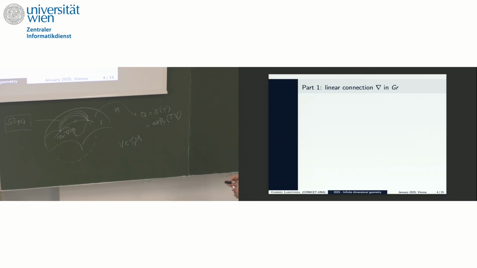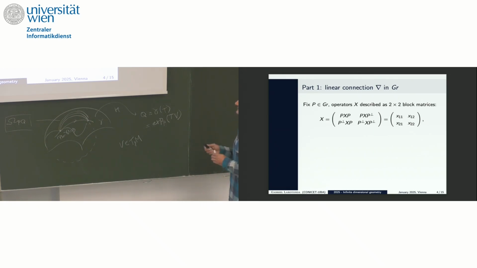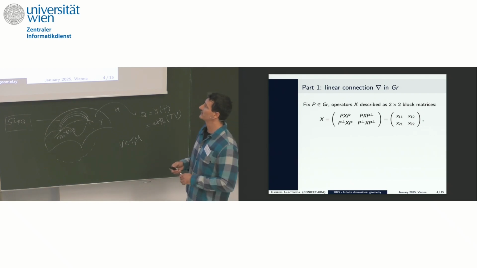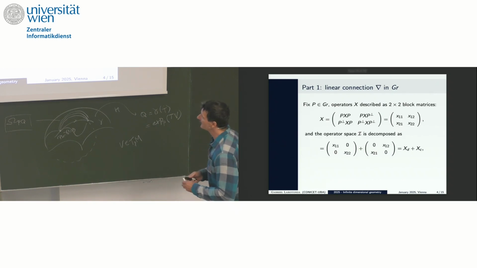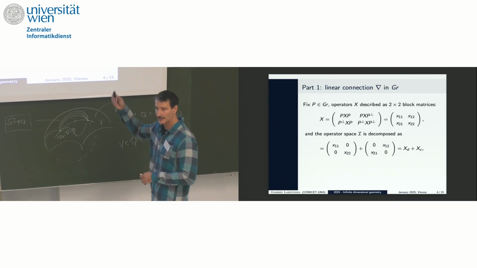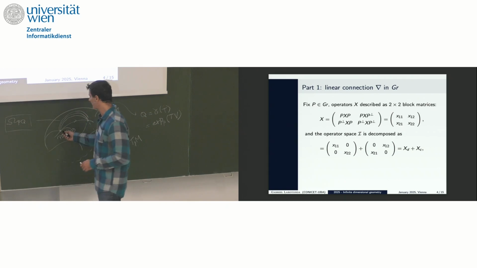So we now go through these quick definitions. You have this decomposition with respect to the fixed projection in blocks, as Thomas and other people mentioned. It gives you some kind of block matrix decomposition of any operator. And any operator space can be decomposed as the sum of two parts, which are the diagonal and the codiagonal part, always with respect to the base point P.